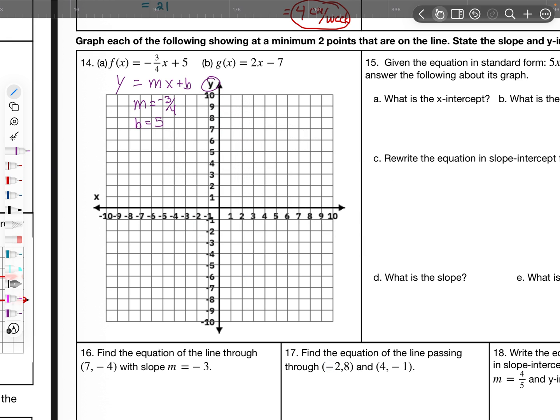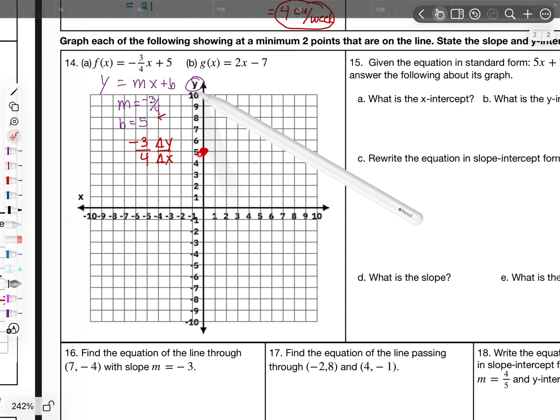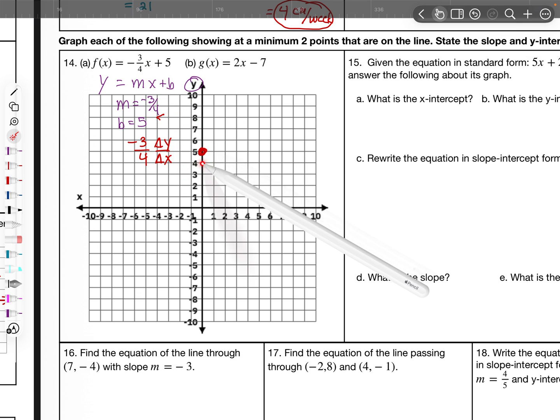Here's the y-axis. Where does it intercept? It intercepts the y-axis at 5. So it intercepts it right there. Let's make a big dot. And then its slope tells me, remember this slope is negative 3/4, it tells me how much the y changes per change in x. So for this line that we're trying to graph, every time its y changes down by 3, its x has to change by positive 4. So it goes right there. Down 3, my y just changed down by 3, my x has to change positive 4.